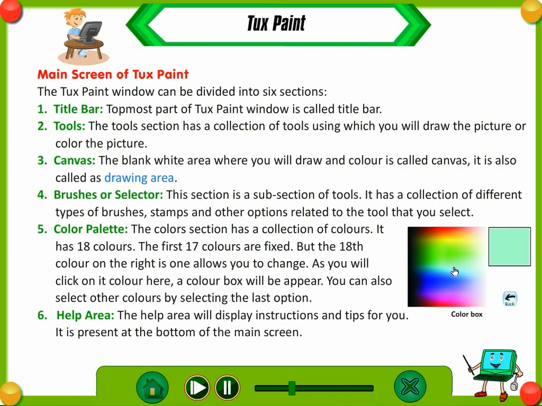Color palette. The colors section has a collection of colors. It has 18 colors. The first 17 colors are fixed, but the 18th color on the right is one that allows you to change. As you click on it, a color box will appear. You can also select other colors by selecting the last option.